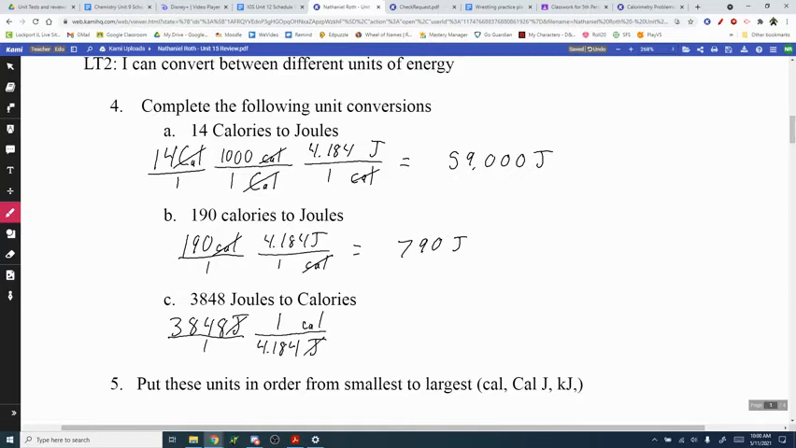Joules cancel out. We're left with little calories. That is not where we want to be. We want to be at big calories. So we put little calories on bottom. We put big calories on top. There are 1,000 little calories per 1 big calorie. Little calories cancel out. We're left with big calories. That is where we want to be. So now we do our math. We get 0.9197 big calories.